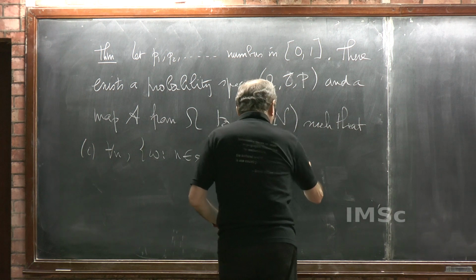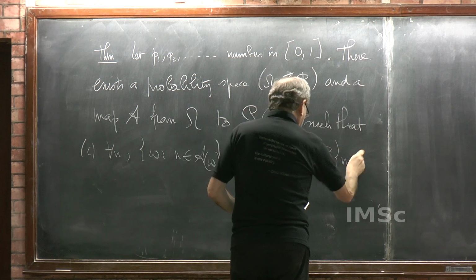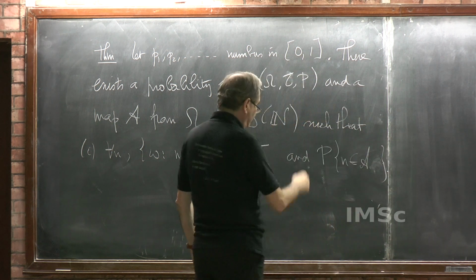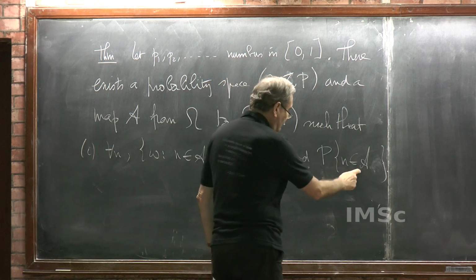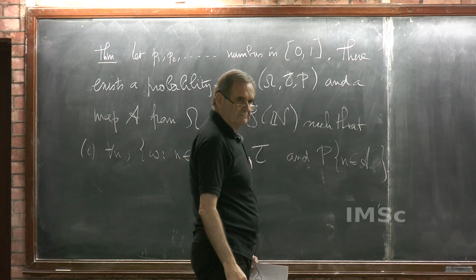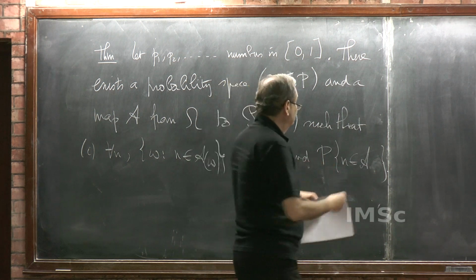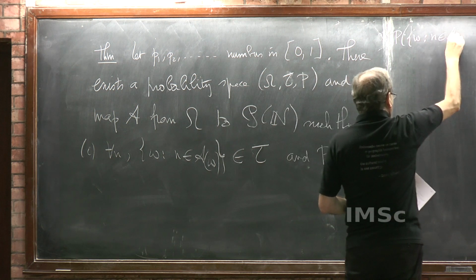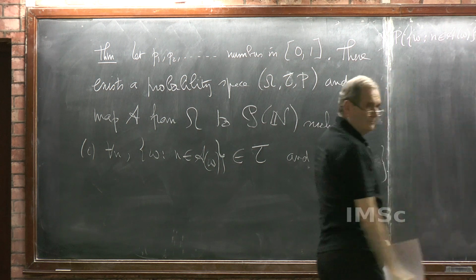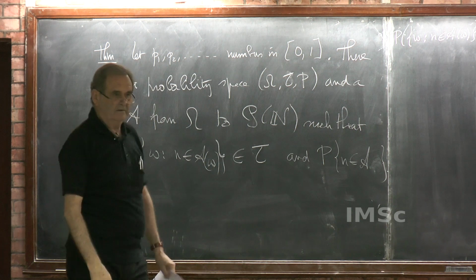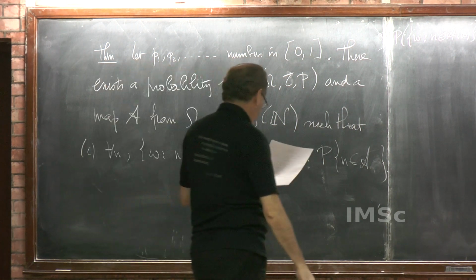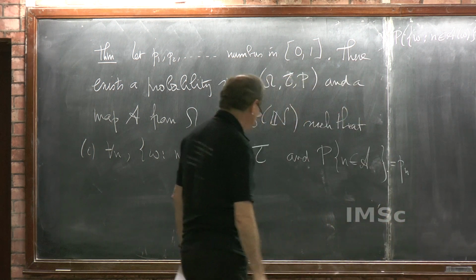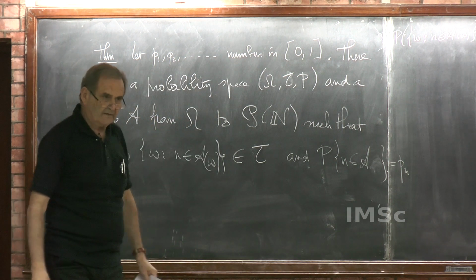What is important is that the probability of the set of omega such that n belongs to A of omega is equal to pn.